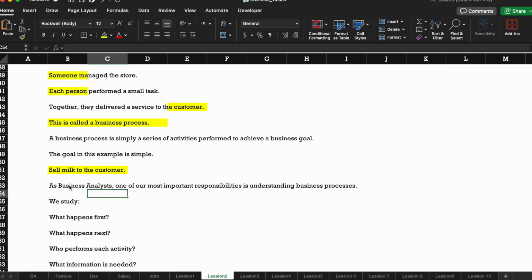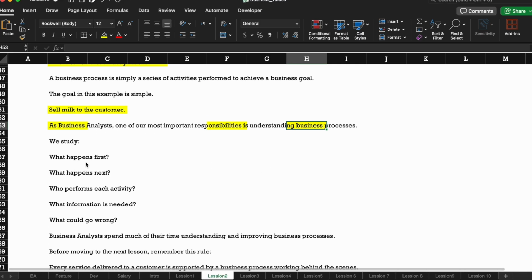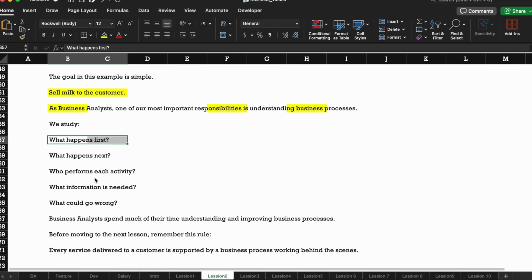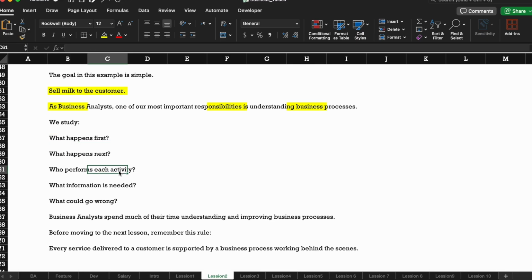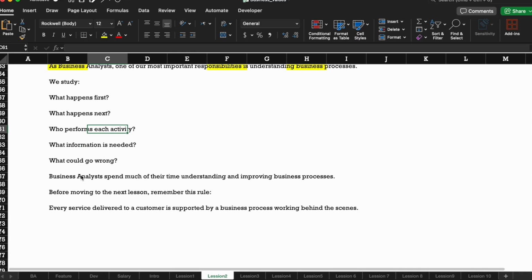As a business analyst, one of our most important responsibilities is understanding the business process. Let me highlight that a business analyst's main responsibility is to understand the business process. We study what happens first, what happens next, who performs each activity, what information is needed, and what could go wrong. Business analysts spend much of their time understanding and improving business processes.